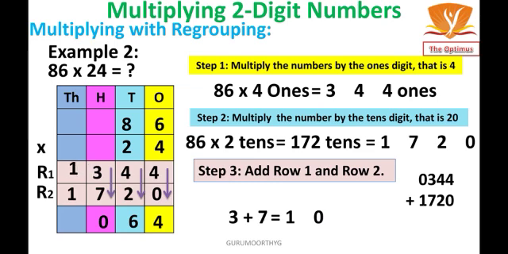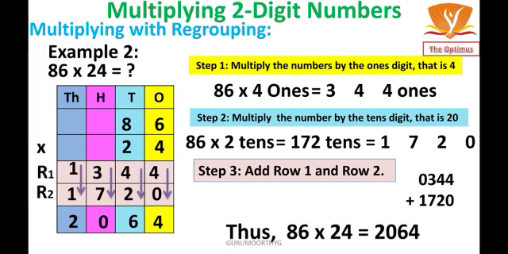1 is carried out to 1000's place. Next, I am going to add 1000's place. Carry over 1 plus 1 equal to 2. In this 2, I am going to write in 1000's place. Thus, 86 into 24 equal to 2064.